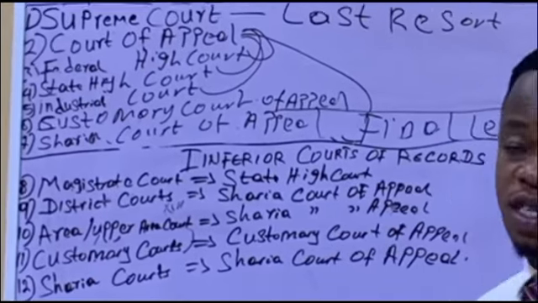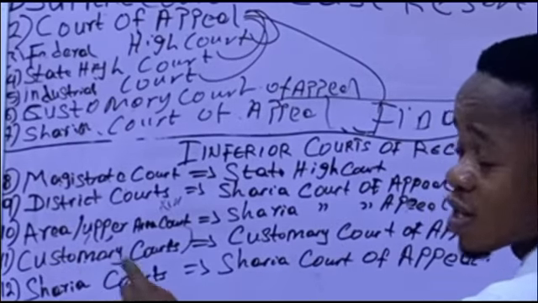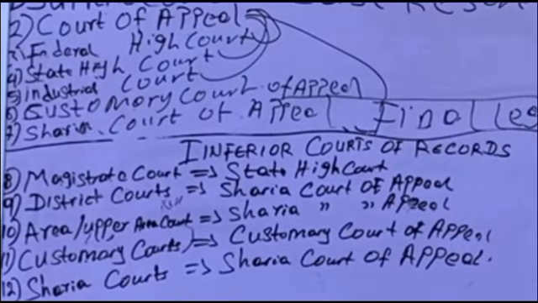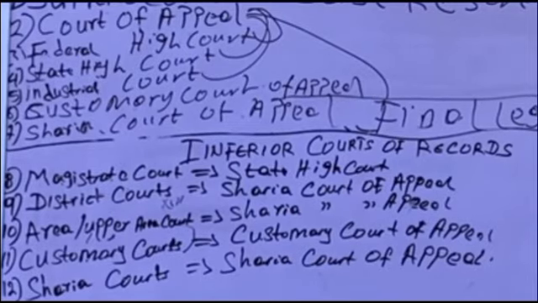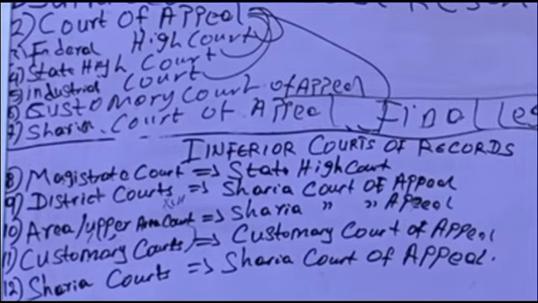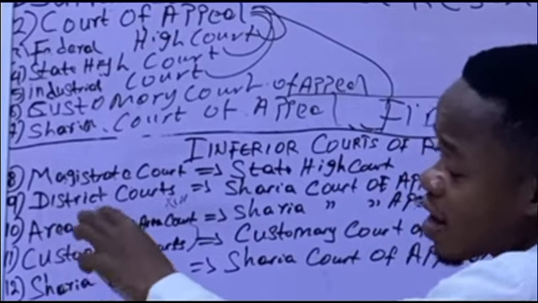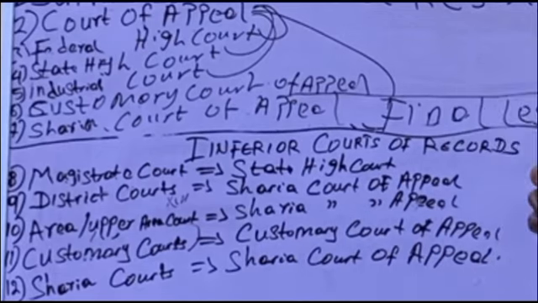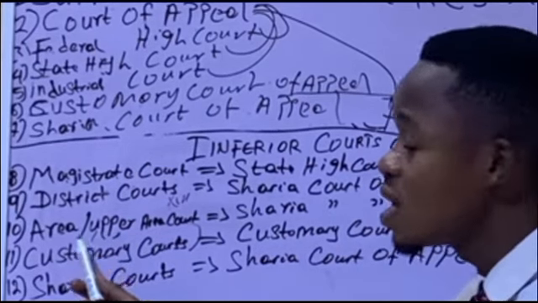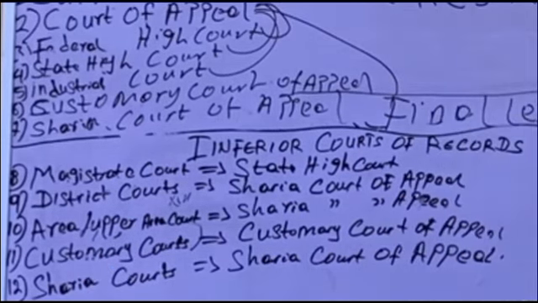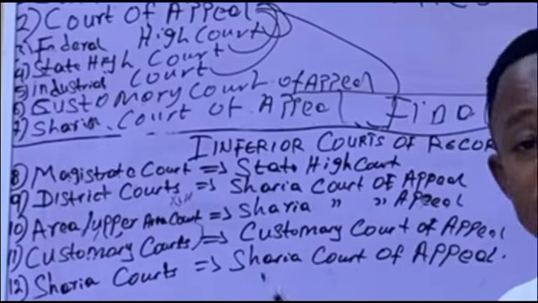The difference is that customary court is in the south. Remember, the north doesn't deal on customary law. They have only Islamic law, and Islamic law is not customary. It is written down. Customary law is not written down. Area court, on the other hand, has similar characteristics with customary court, but area court is dealing on Sharia law, while customary court is dealing on our customs.